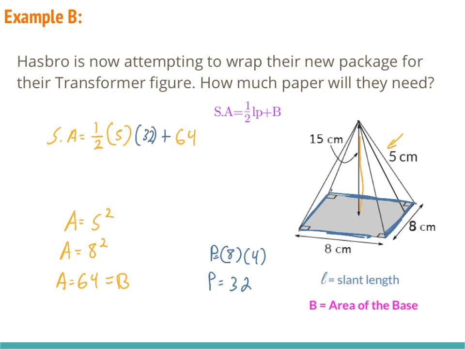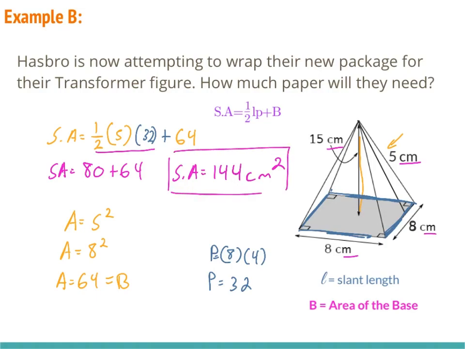Now, this time I can't just multiply across. I have to follow the order of operations. So I'm going to do some multiplication first and then some adding. 1/2 times 5 times 32 gives us 80. Then we have SA equals 80 plus 64. And then we can just do some addition, 80 plus 64, and that's going to give us a surface area of 144. Now again, we have to label our answer. Since we've got centimeters all over our problem, we know it's going to be centimeters. And since we're talking about surface area, we know we're going to be using squared. So that is our final answer.